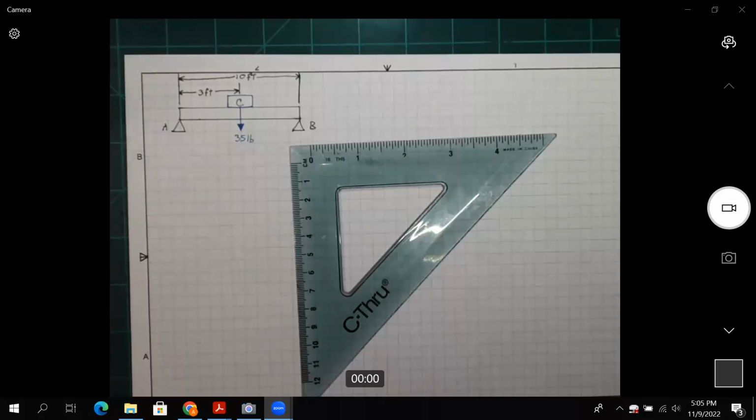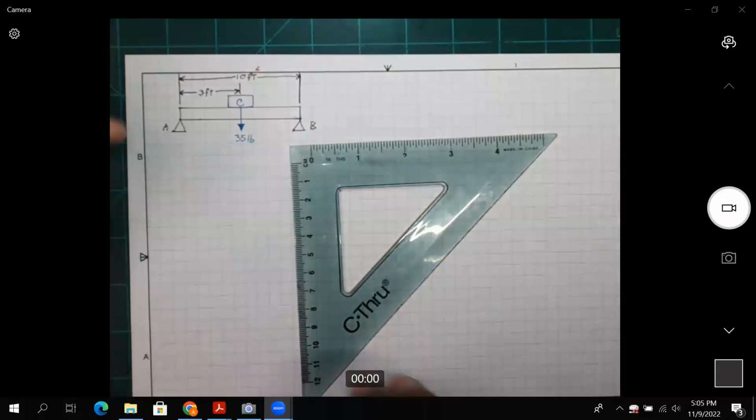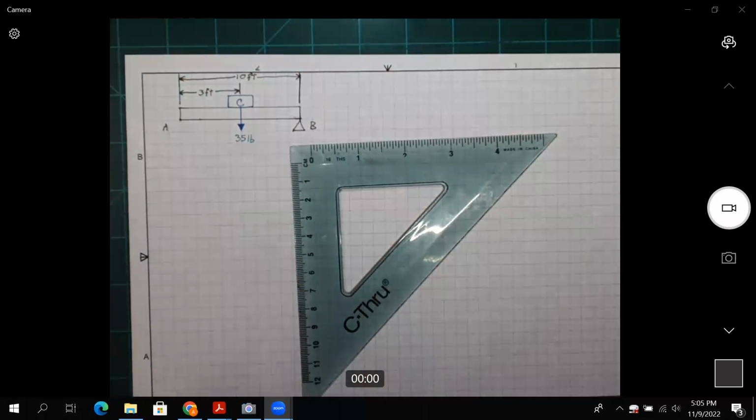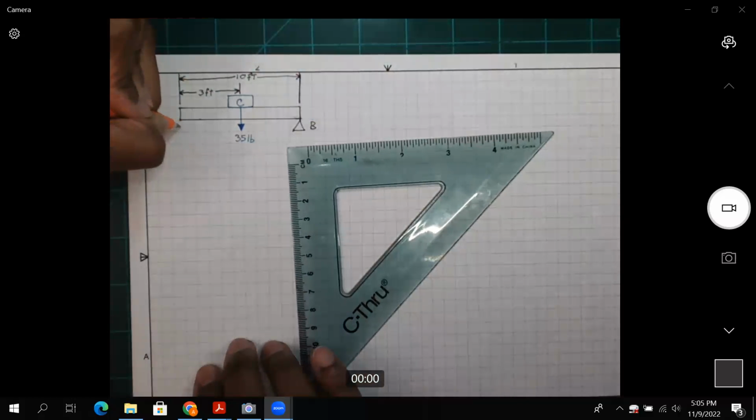And a roller has one reaction force. But in this case, we have two pins, so we have two reaction forces. What I'm going to do is erase my pin connection and replace it with two reaction forces. So we have a reaction force going in the Y direction, and we have a reaction force going in the X direction.